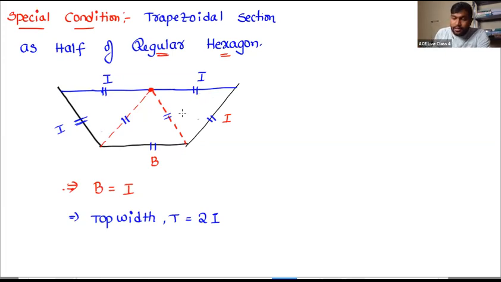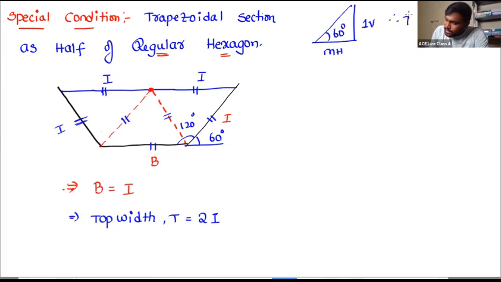In the case of the regular hexagon, the inner angle is going to be 120 degrees. So the outer angle is going to be how much? 60 degrees. As the outer angle is 60 degrees, one vertical to m horizontal, this is 60 degrees. What is tan 60 here? Opposite 1 by adjacent m. So tan 60 is root 3, and m is equal to 1 by root 3.